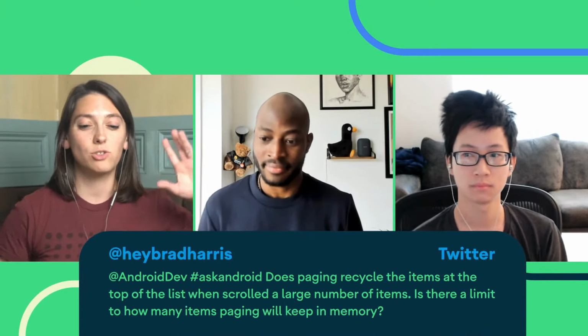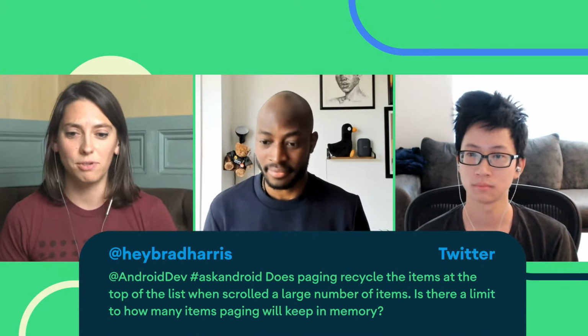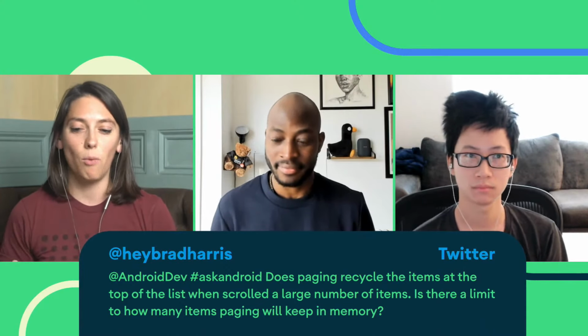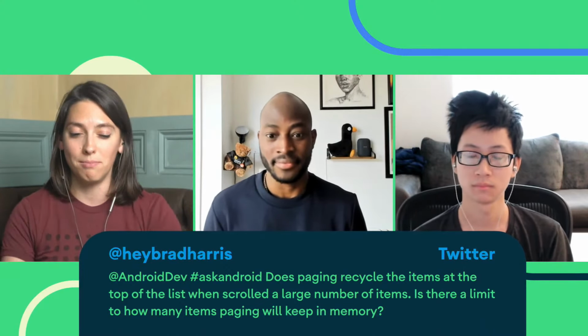Cool. So until you start asking your questions in the chat, we are going to start with some of the questions that we got previously on Twitter. So first question is, does paging recycle the items at the top of the list when scrolling a large number of items? And is there a limit to how many items paging will keep in memory?